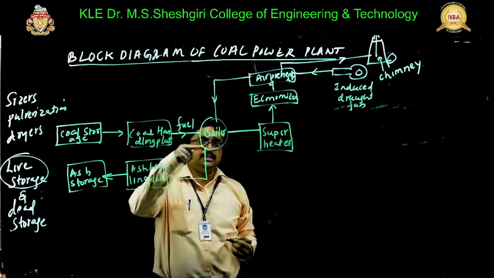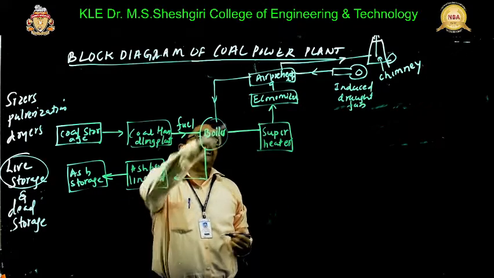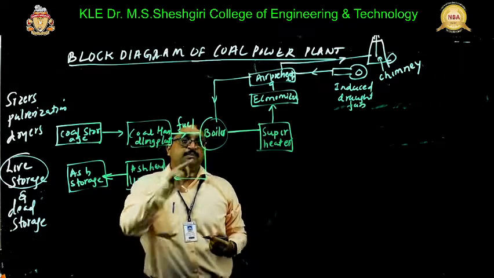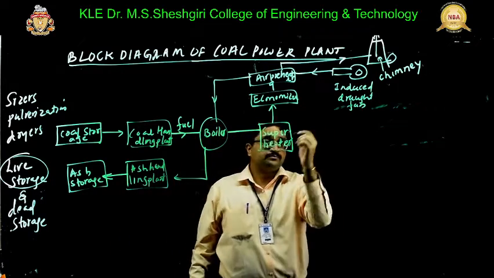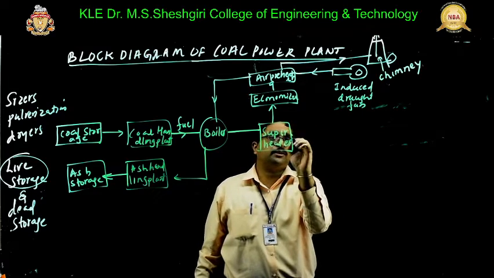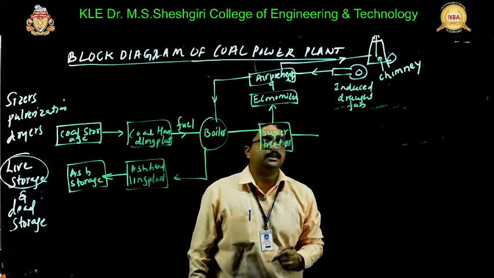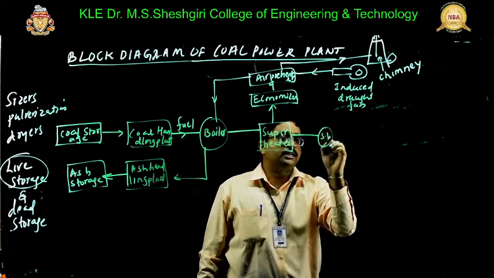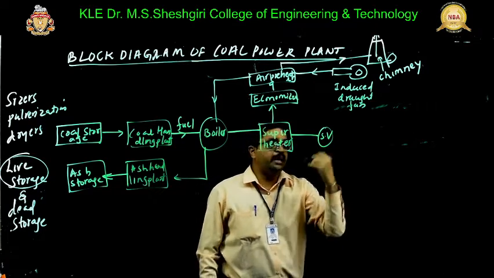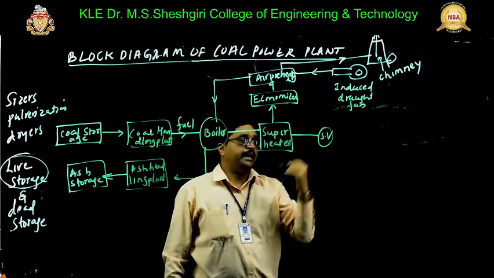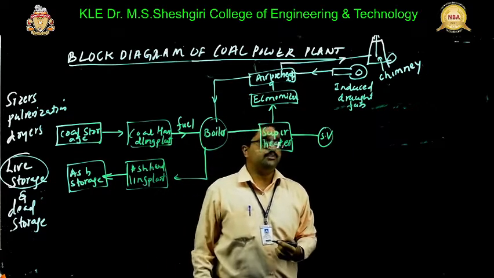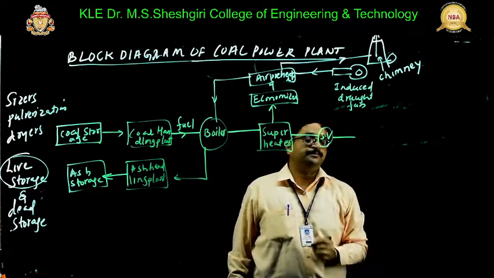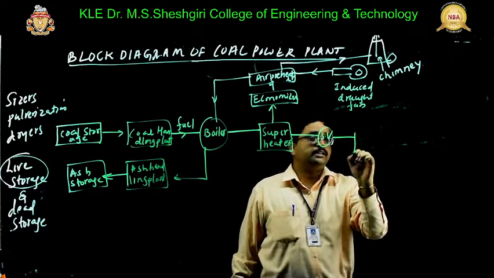Now we have fed the fuel to the boiler. We have fed the air for proper combustion. Then we need to supply the water. After the superheater gives the steam, there is a valve called the steam valve, which opens and closes to allow or stop the entry of steam. Then this valve is connected to the turbine.